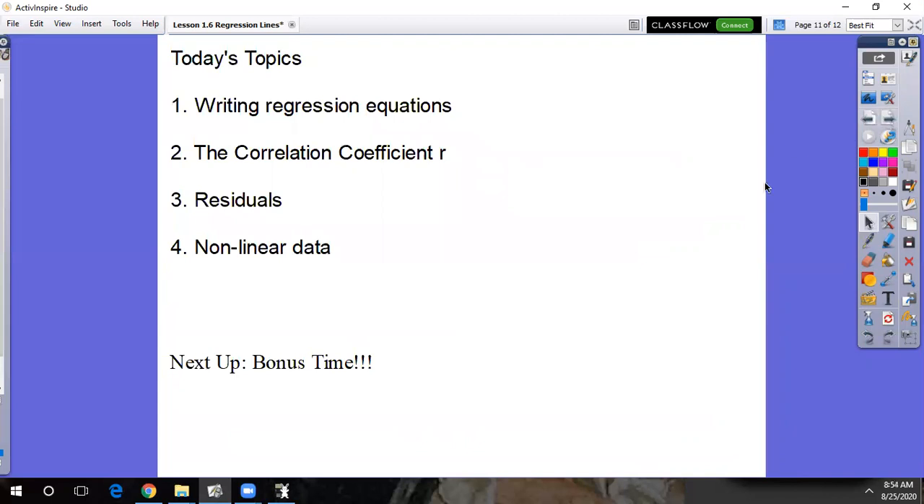So that is it for today's mandatory things you need to know. We talked about writing regression equations, we talked about R, we talked about residuals, and I showed you a couple of examples of nonlinear data. In class, we're going to go through all of these major topics. But before I finish, I promised that I would tell you a little bit about R squared.